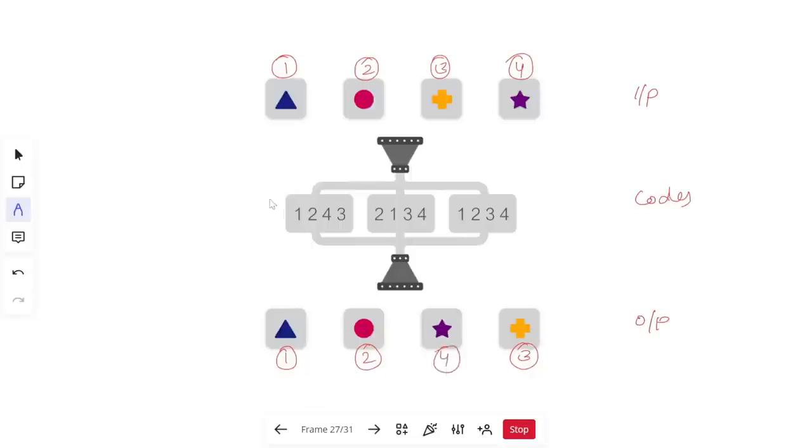So this will be the correct answer in this case, because our input is going through this code to get the output which is given to us. I hope you are understanding how we are finding the answers. So the answer for this will be 1, 2, 4, 3. Okay, moving on to the next question.